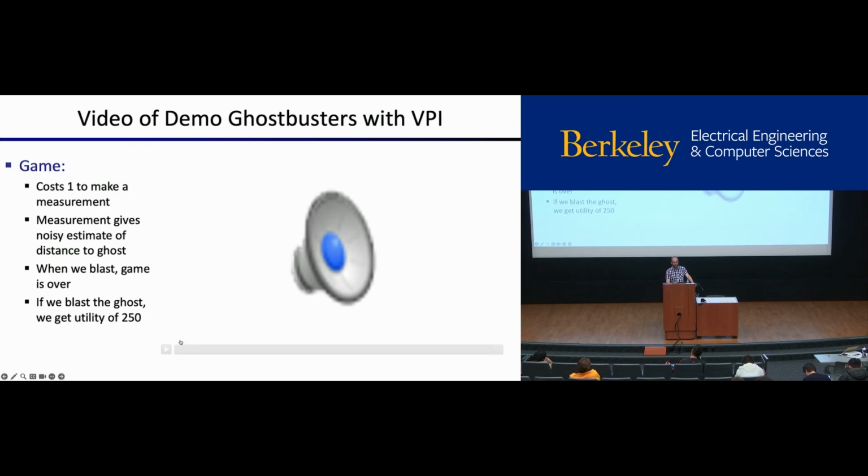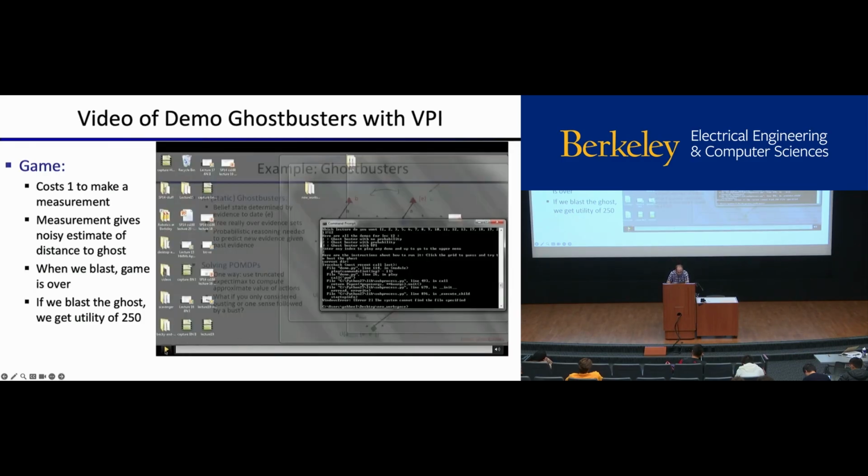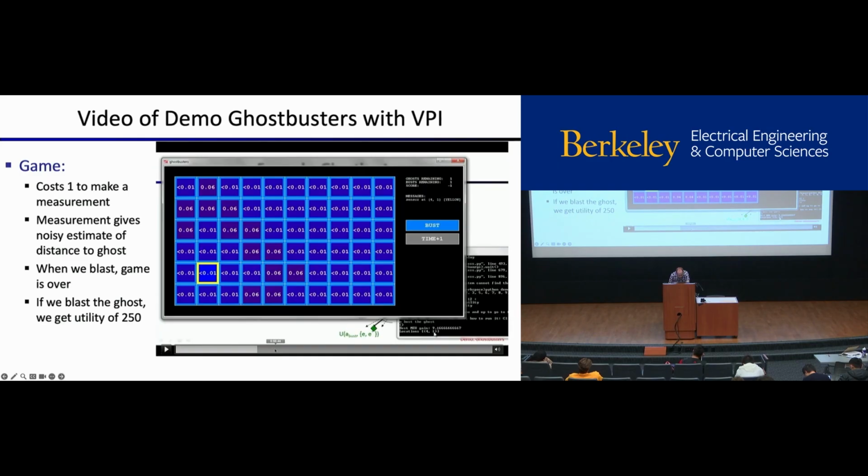Okay, so now let's go back to this Ghostbusters example. So now the computer decided where to get evidence, and the computer decided that this is the best square, that getting evidence at this square has the highest value of information. And note that it costs one to make a measurement, so you have to think about which piece of evidence you are most interested in seeing.